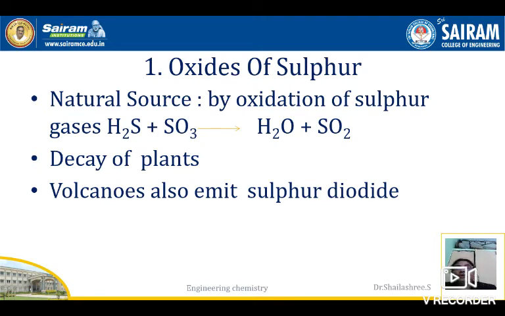Sulfide ores are used and processed there, and even that liberates sulfur. Dear friends, if sulfur-containing gases are used, they will be converted into sulfur dioxide and then to trioxide. For example, H2S reacts with SO3 to give water and SO2. Decaying of plants also liberates sulfur, and volcanoes also emit sulfur dioxide, and mining activities of sulfur also emit oxides of sulfur to the atmosphere, my dear friends.